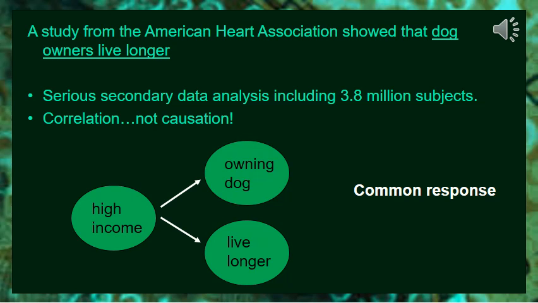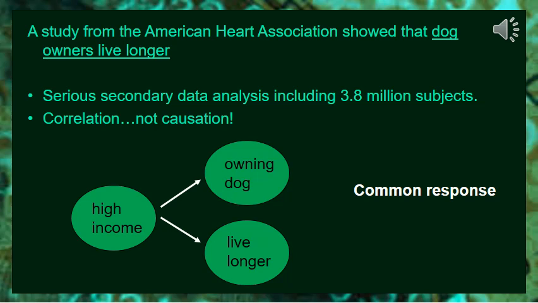A study came out recently by the American Heart Association, and this study showed a correlation between owning a dog and living longer. Clearly showed a correlation. But in the newspapers, those reporting that study were saying that owning a dog makes you live longer, which might not be true. There's no causation between owning a dog and living longer, but it's a correlation. Maybe there is common response here with a third variable. And this third variable may be having a high income.